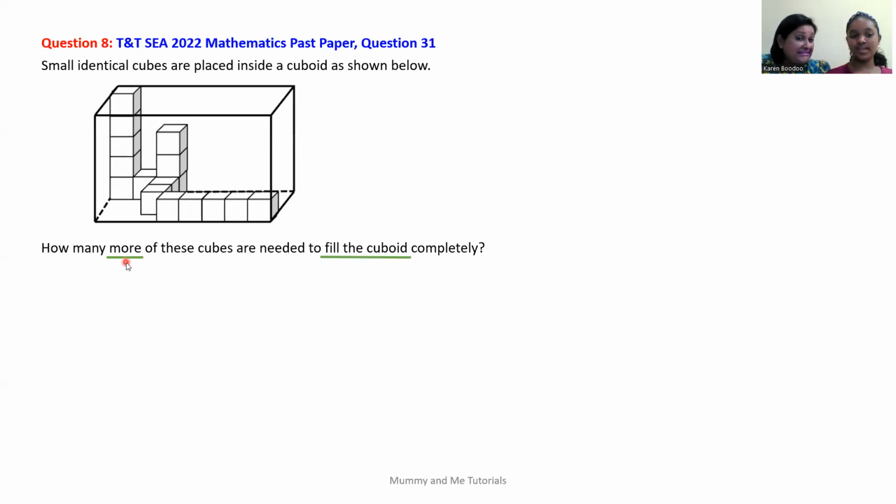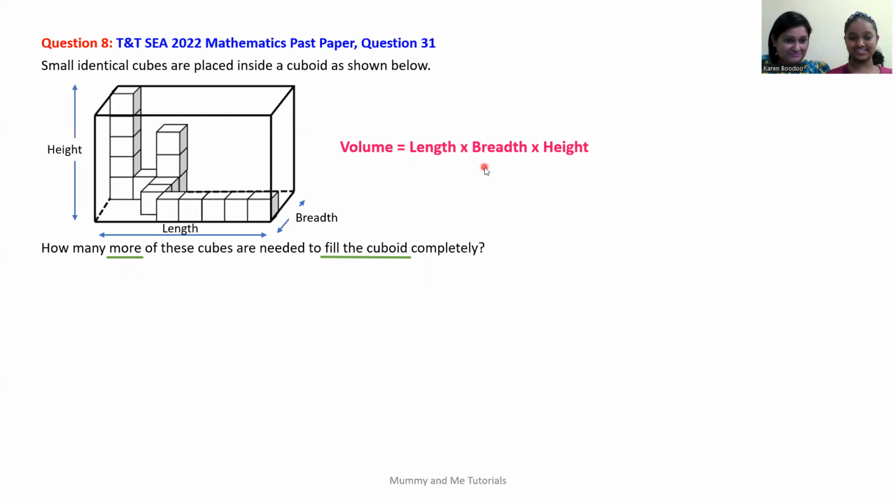What does more mean? Additional or extra cubes. And what does fill the cuboid mean? What is the question really asking us? To calculate the volume. How do we calculate volume? By multiplying the length by breadth by height. Okay, so this is the length and this would be the breadth and this represents the height.